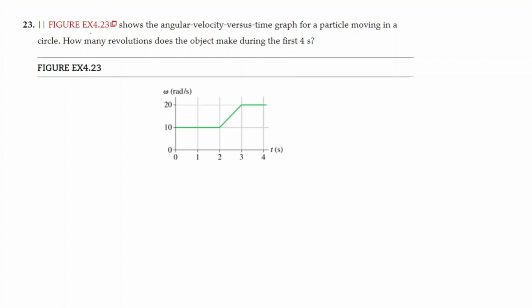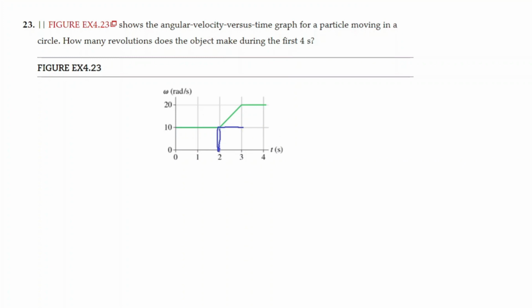Alright, so let's take a look at number 23. This figure shows the angular velocity versus time graph for a particle moving in a circle. How many revolutions does the object make during the first 4 seconds? If you remember, on a velocity versus time graph, the area under the graph gives us the displacement of the position, which is what we're trying to find out here. So first, let's find the area under the graph.